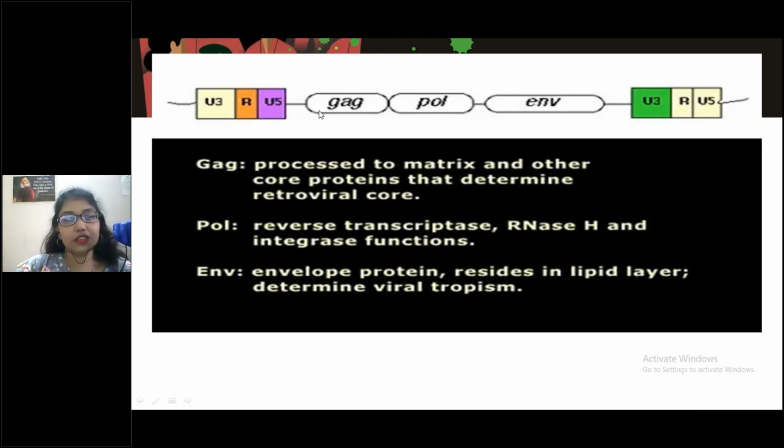So here you can see the genes GAG, POL, and ENV. There are other repeating parts of the chromosome also, but we concentrate only on these three.